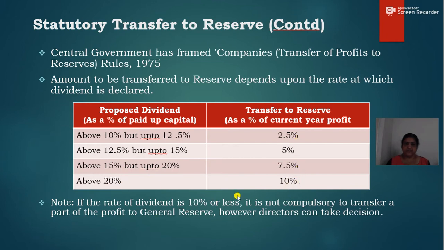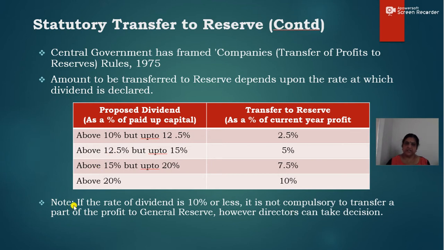Now if the rate of dividend is 10% or less, here we begin with above 10% only, then it is not compulsory to transfer a part of the profit to general reserve. However, there is a discretion on the part of the board of directors, and the directors may opt to transfer a minimum amount for the purpose of strengthening the financial position of the company in future.